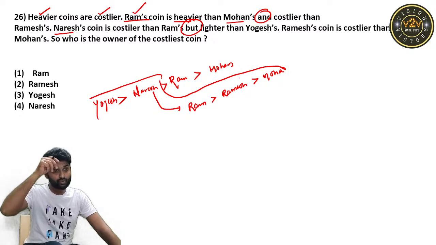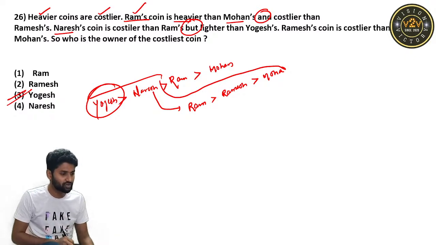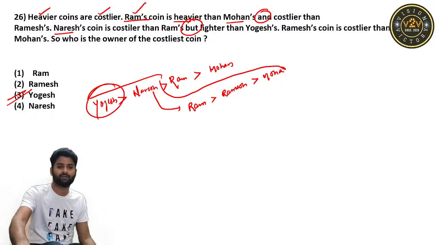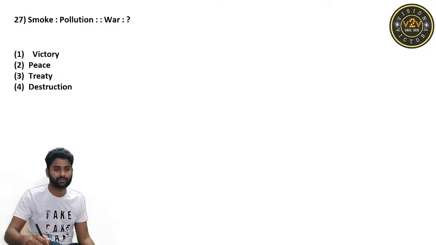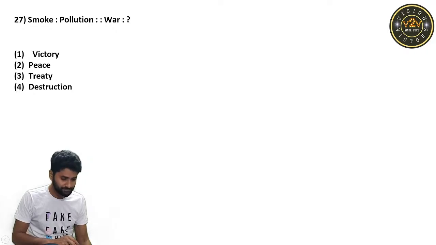Now the question: who is the owner of the costliest coins? Definitely Yogesh has the costliest coins. Yogesh is the correct answer. Is this comparison clear? Next. Let's go through this analogy.